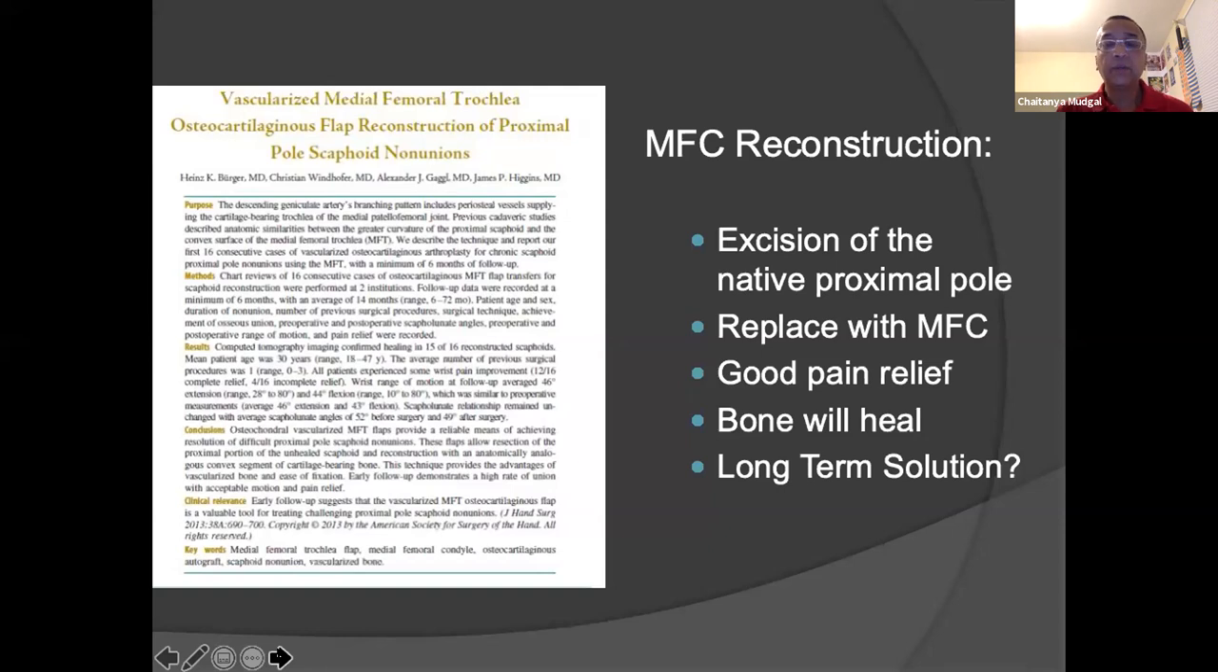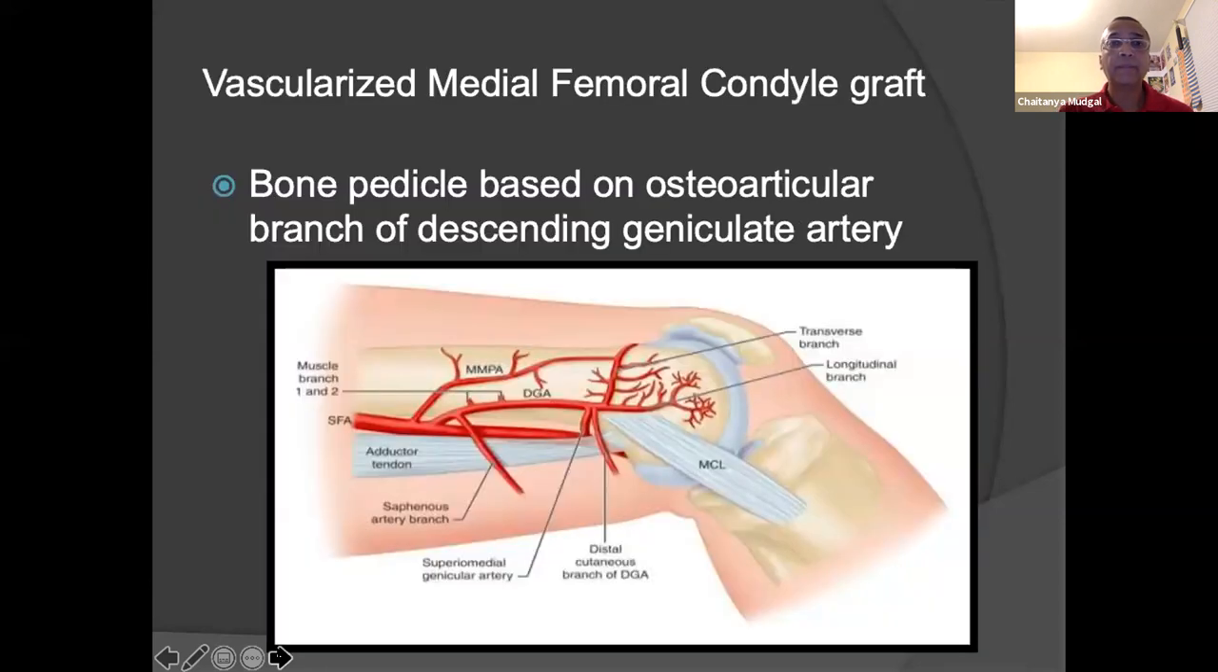And the question was, is it a long-term solution? It was based off this descending genicular branch coming off the femoral. But this is a big operation. You need to have microvascular expertise. You need to have two teams, and you need to have several hours of operating time.